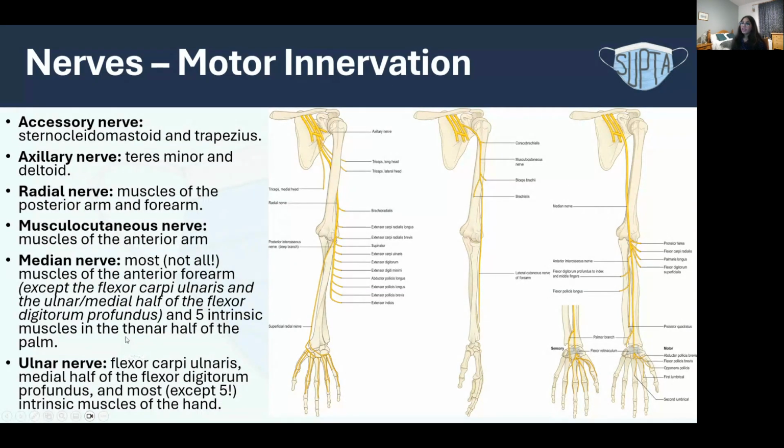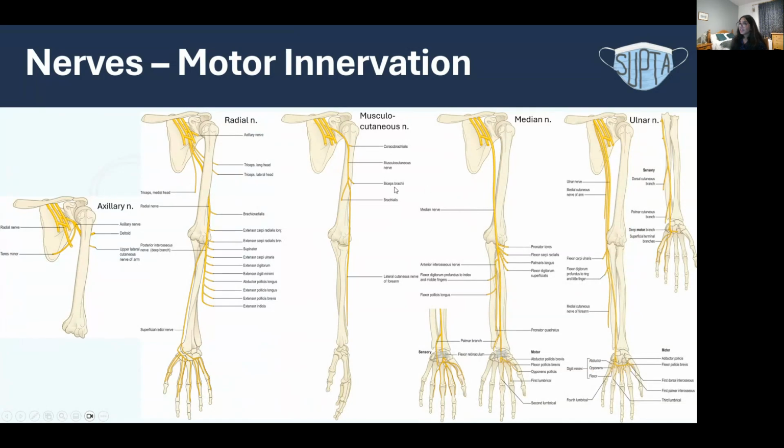Ulnar nerve, okay, it innervates these muscles here. So the stuff that median doesn't innervate: flexor carpi ulnaris, the medial half of the flexor digitorum profundus, this bit here, and most intrinsic muscles of the hand. So again, all of the muscles of the hand except for your thenar group and your lateral two lumbricals. Okay, so this is a diagram that nicely explains the motor innervation of all of them.